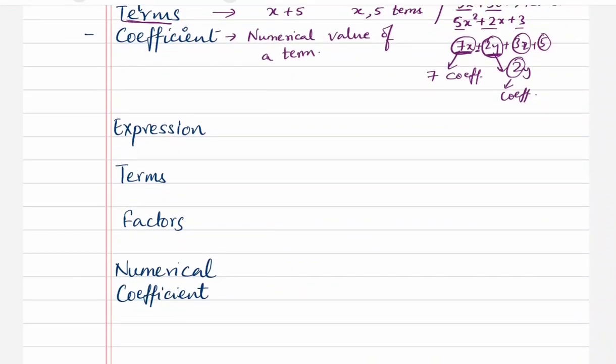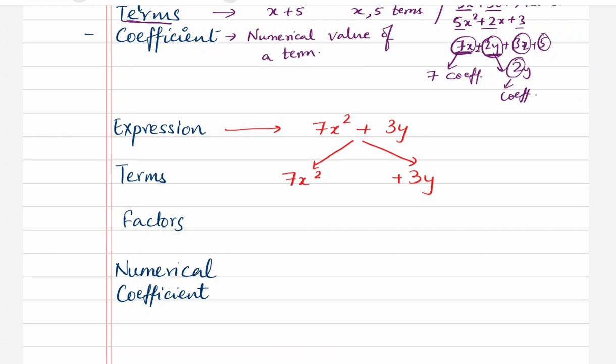So now here, if we have an expression like 7x squared plus 3y, let us suppose, right? Now in this expression, we have two terms. So our terms are 7x squared and plus 3y, your two terms, right?